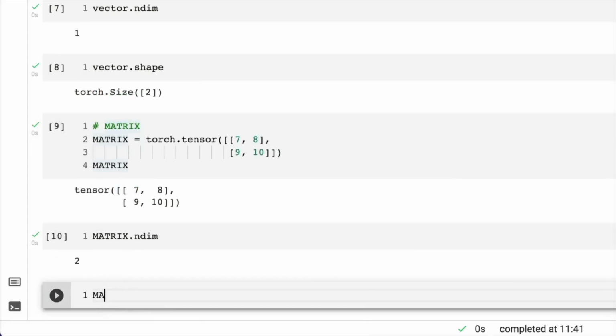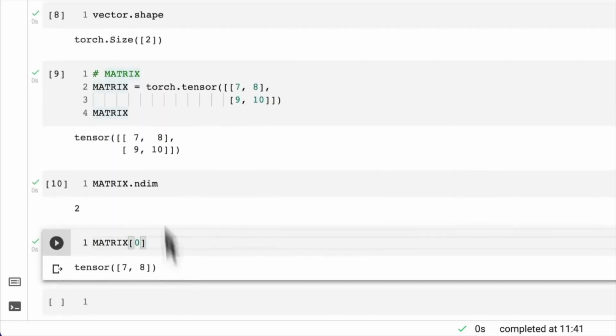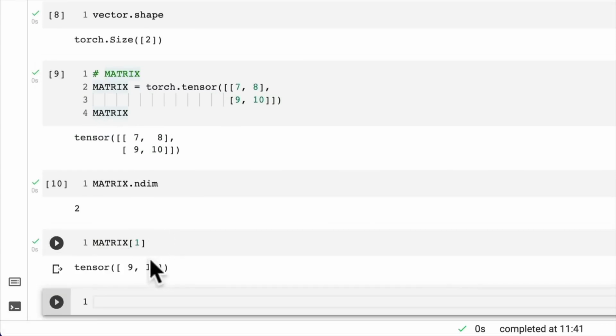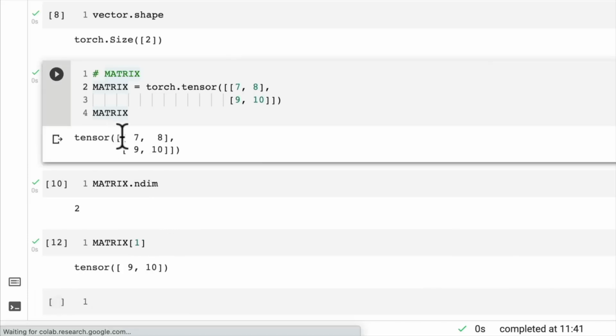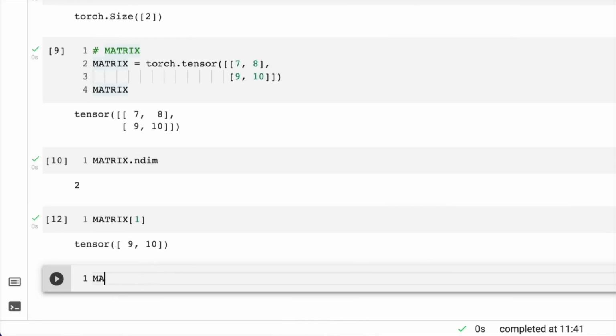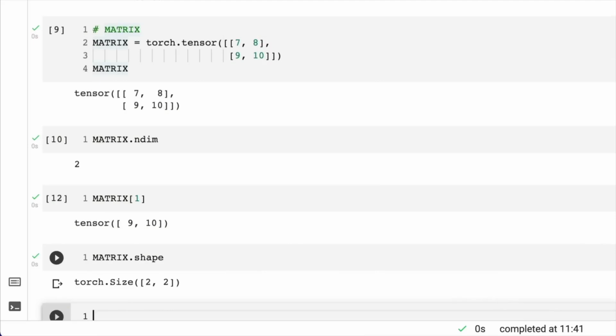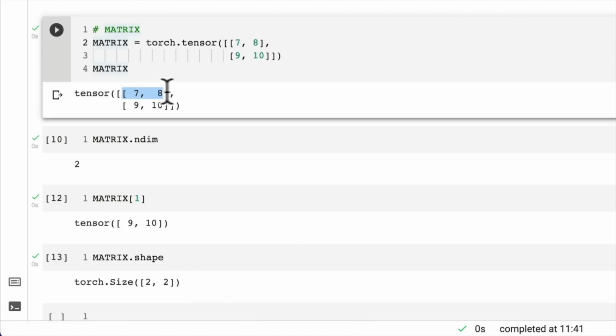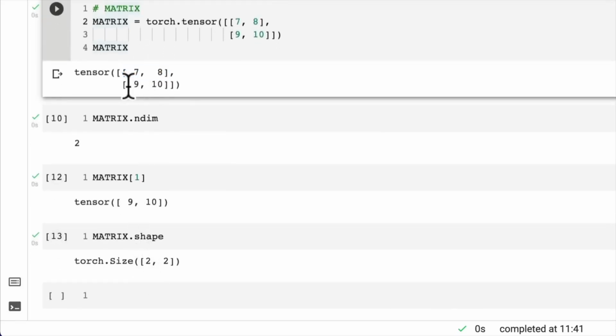So if we wanted to get matrix, let's index on the 0th axis. Let's see what happens there. So we get 7 and 8, and then we get off the first dimension, 9 and 10. So this is where the square brackets, the pairings come into play. We've got 2 square bracket pairings on the outside here, so we have an ndim of 2. Now if we get the shape of the matrix, what do you think the shape will be? 2 by 2. So we've got 2 numbers here by 2. So we have a total of 4 elements in there.